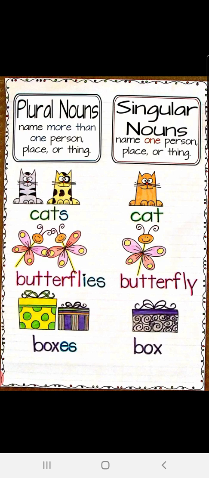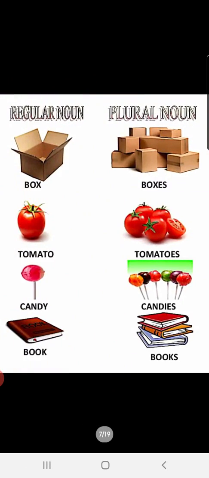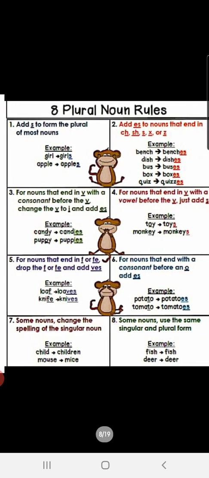Like you can see on the screen right now, cat refers to a singular noun, cats refers to a plural noun. Butterfly is singular, but butterflies is plural. Box is singular, boxes are plural, more than one, right? Very good. Now let us see some more. Children, one box, there are many boxes. Tomato, tomatoes. Candy, candies. Book, books. So you have singular nouns and you have plural nouns, children.